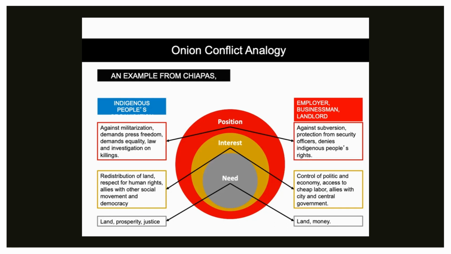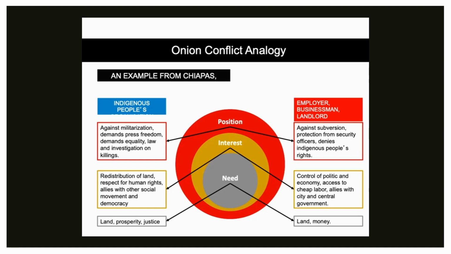But the interest is this: the indigenous people need redistribution of land, and they need the businessman and the state to respect human rights. But the state's position is that they just need to control political and economic access, and also to control cheap labor. That is the interest. We can see the differences in interest between the state and the indigenous people.